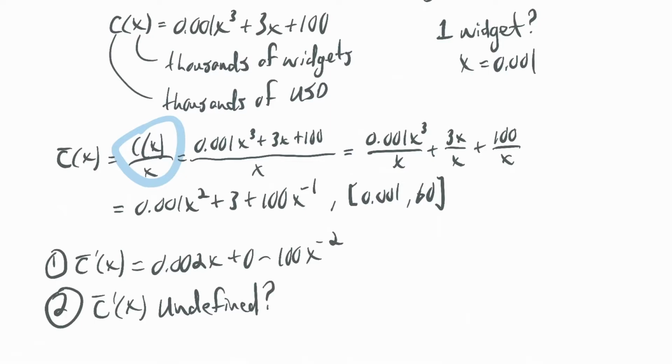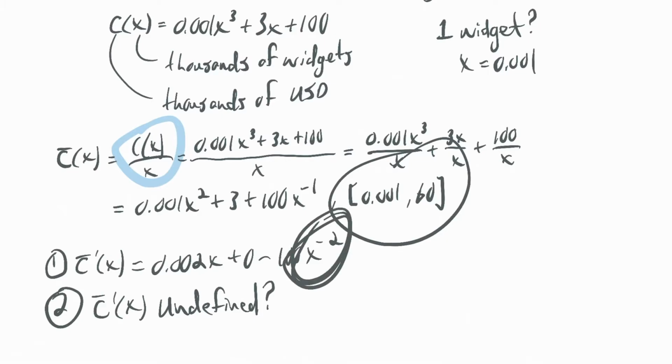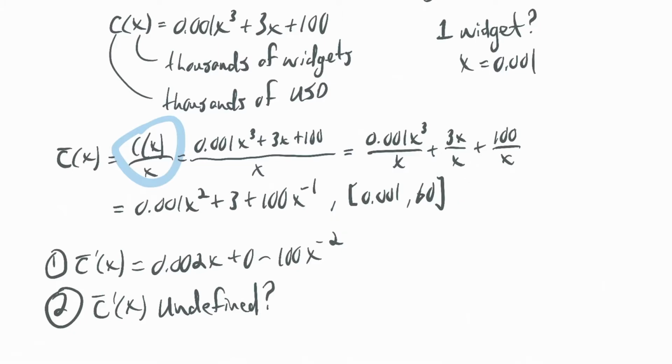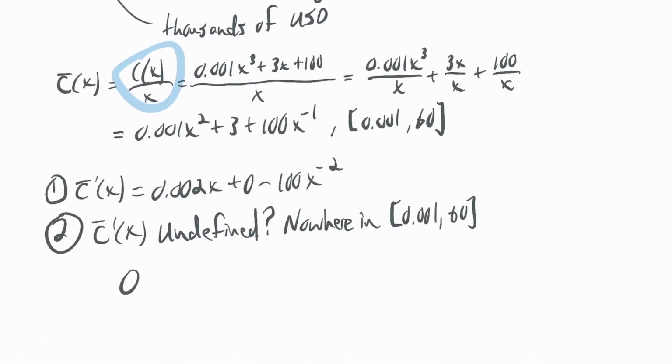Well, nowhere, because not in this interval anyway, right? Sure, you can't plug in 0 to x to the negative 2 power, but 0 is not in our interval anyway. So nowhere in the interval. Nowhere that we care about, right? So now I can look for where the derivative is equal to 0. And of course, I don't have to write this plus 0 every time.